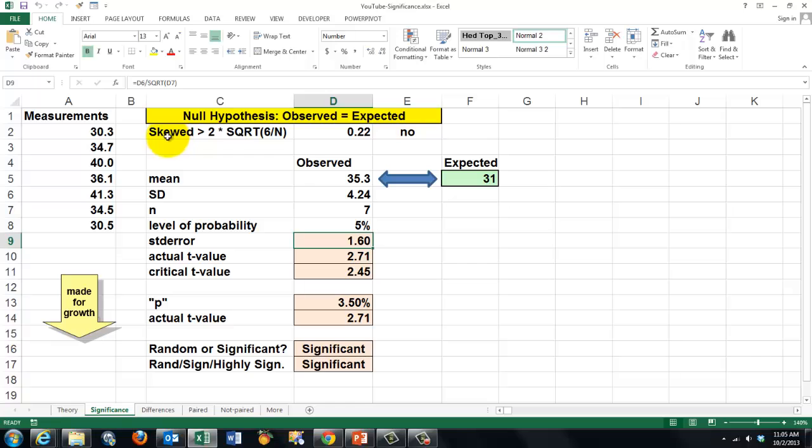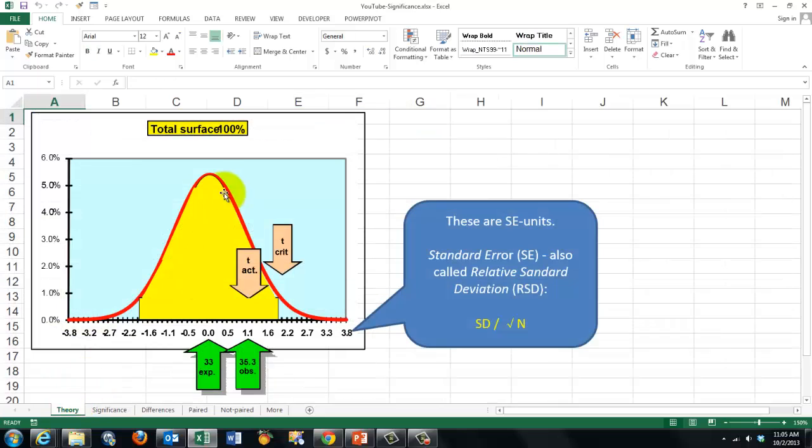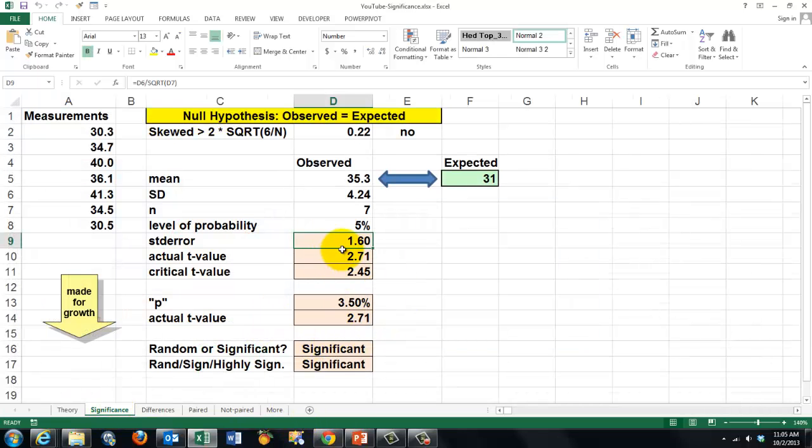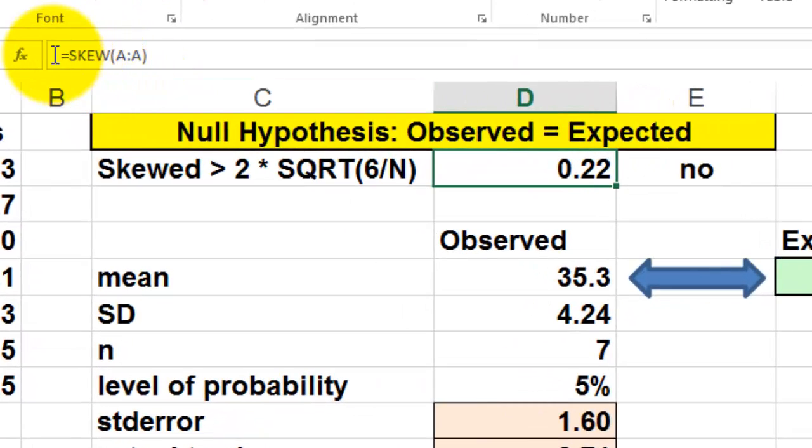So we have to find out, are they skewed? A normal distribution is not skewed, but if it tails to the left, it is skewed negatively. If it tails to the right, it's skewed positively. So we calculate the skew number. I use the function skew for column A, and that was 0.22. Is that significantly skewed? The rule is if it's more than 2 times the square root of 6 divided by the number of cases, then it is significantly skewed.